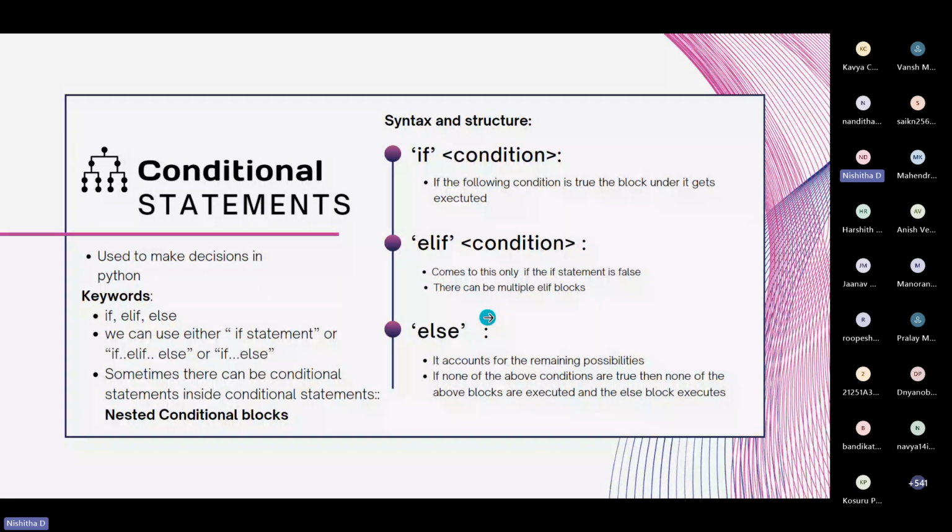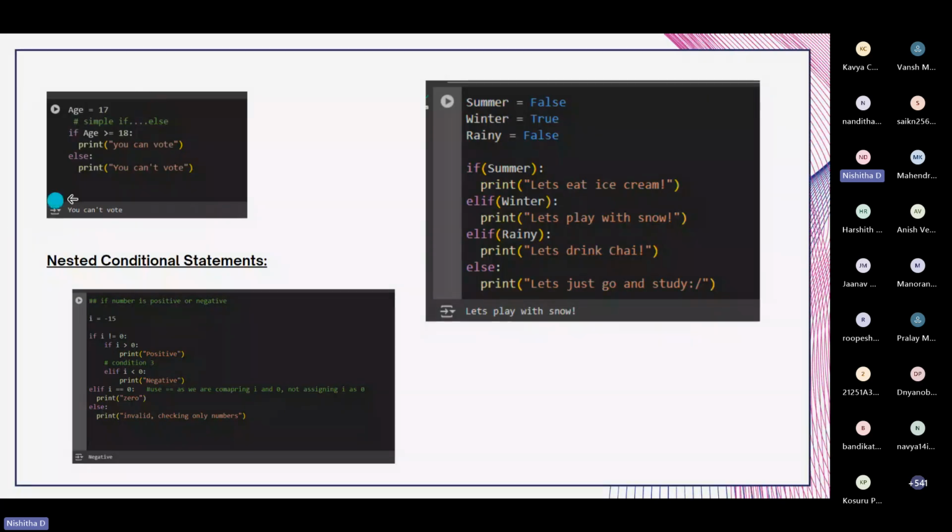So let's get into the code a bit. There's a simple if else program over here. I declare a variable called age equal to 17, and if age is greater than or equal to 18, I print you can vote, else you can't vote. And clearly since age is 17, which is less than 18, it'll print you can't vote.